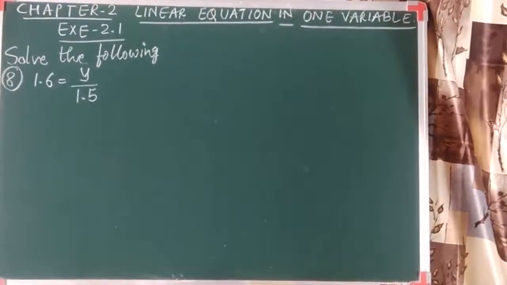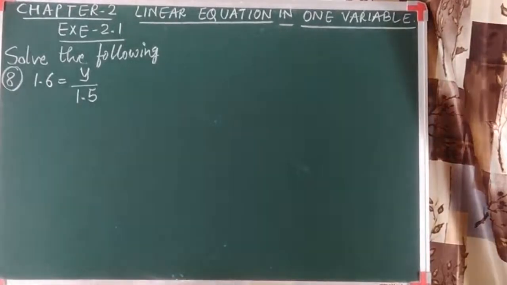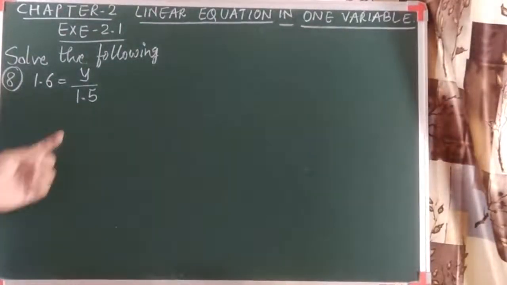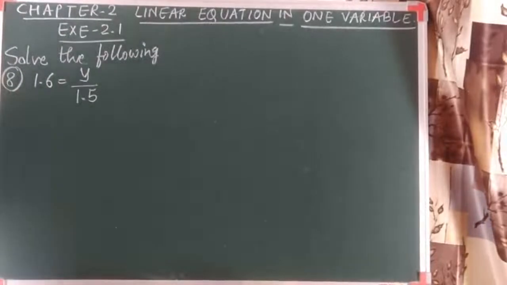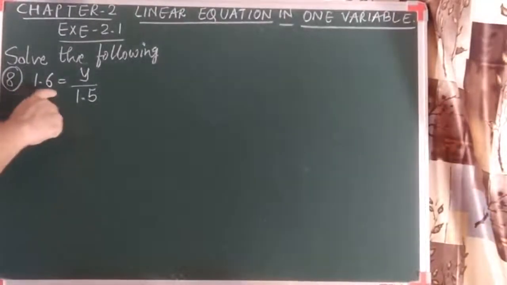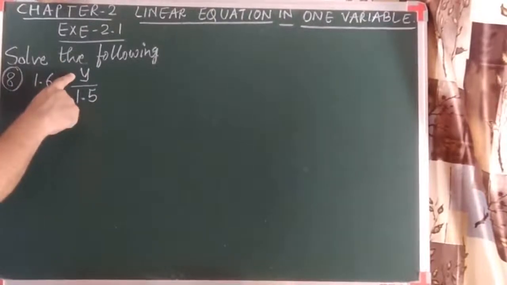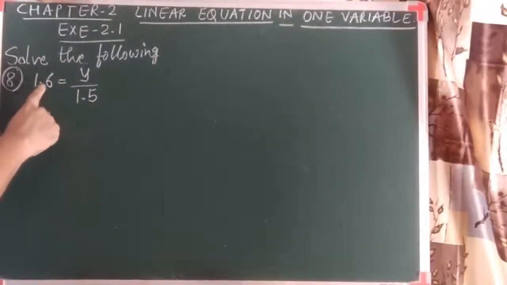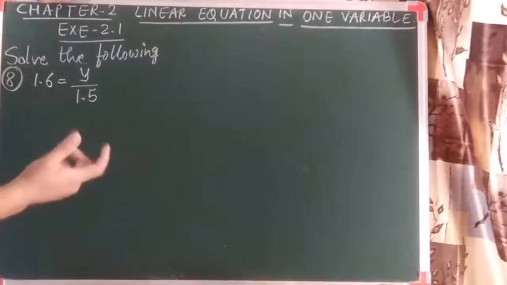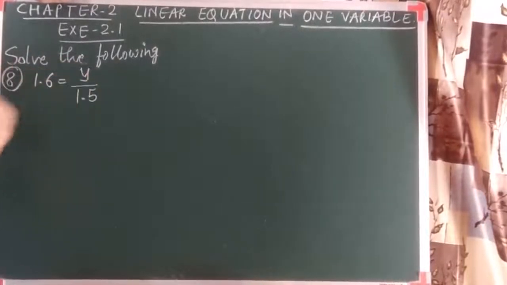Let's see one more question. You can see it is given in the decimal form. So just don't worry. Let's see how we'll do this. It is 1.6 is equals to y upon 1.5. You can see that here the variable is on the right hand side and the constant on the left hand side. So as we discussed, this term should be here, this term should be here.